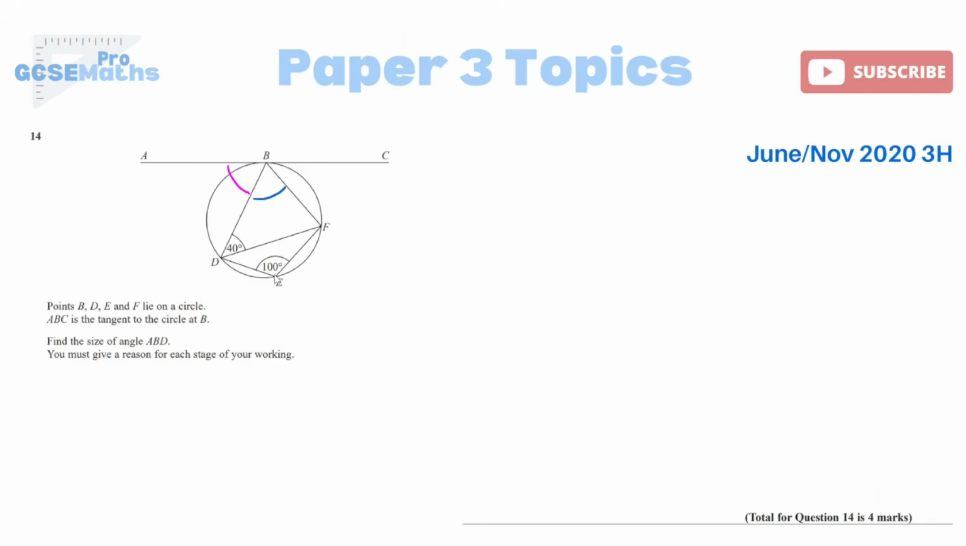So I know that the opposite angles in a cyclic quadrilateral add up to 180. So that would be DBF would be 180 minus the 100. I know it's kind of easy working out this, but I'm just writing it so that you get the method marks. So that's obviously then 80. And that's because, as we said, opposite angles in a cyclic quadrilateral add up to 180. Then what can I do with the 40?